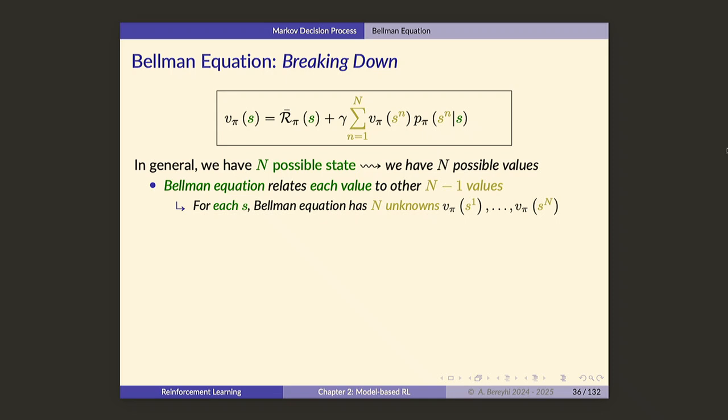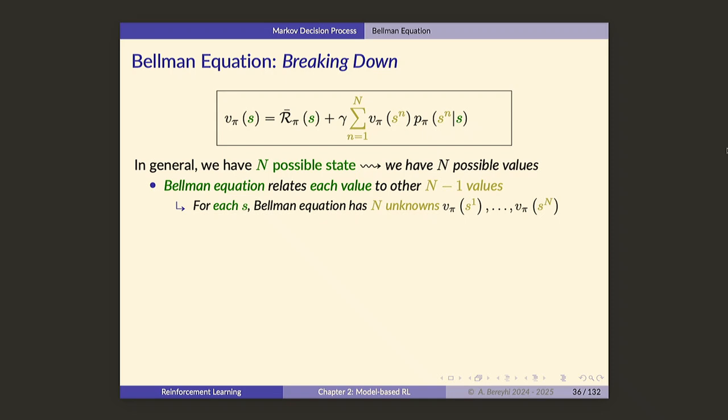Now, in this equation, this guy is the immediate reward. You can compute it. We did it last time, and I'm going to do it again. So that one you know. It's not unknown to you, right? This guy, V pi of S1, do you know it? You don't know it, right? So this is unknown.